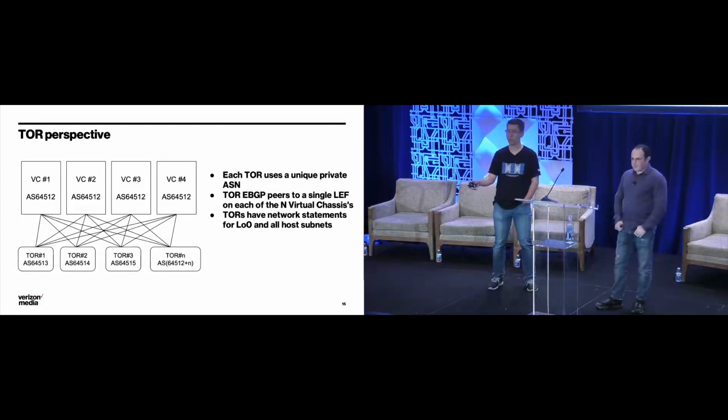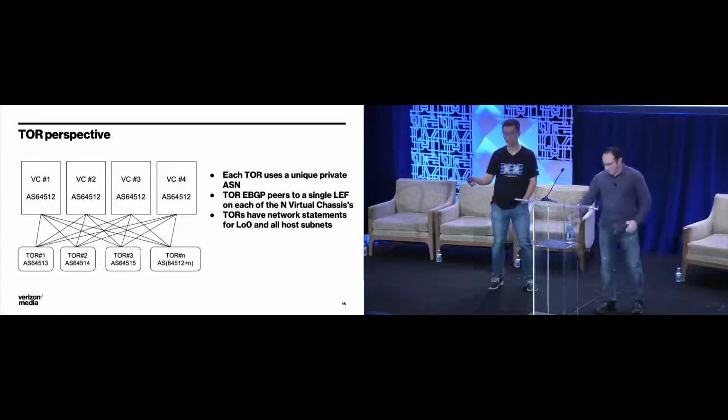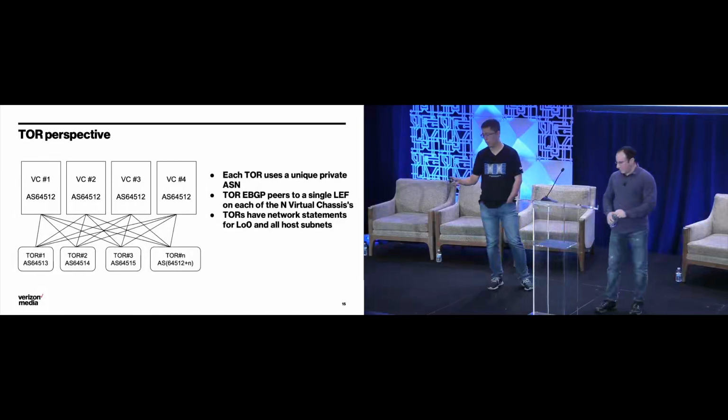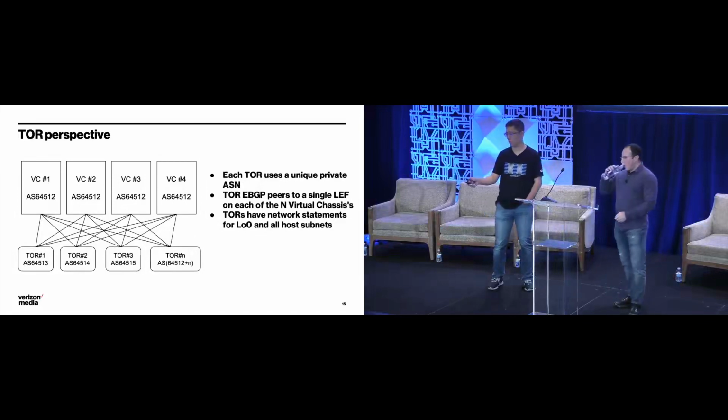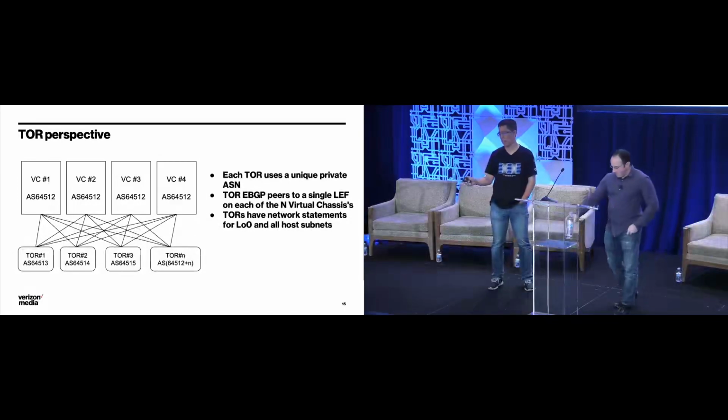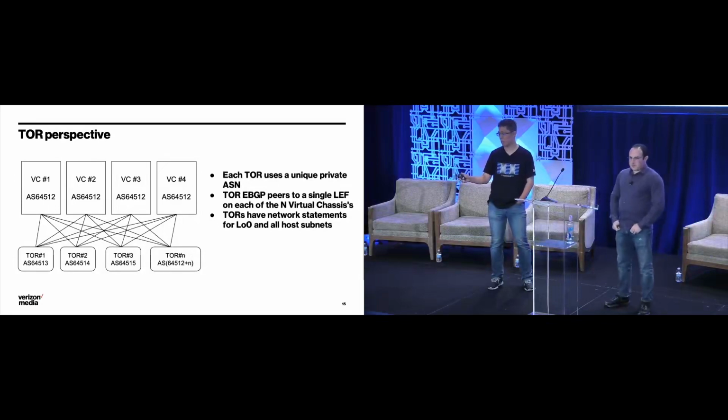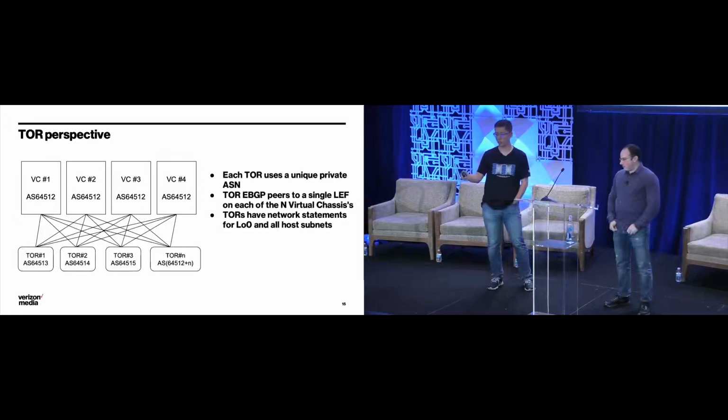And each of the ToRs will actually run a different AS number from each other and from the VCs as well. So each of the ToRs actually runs BGP peers to a single leaf on each one of these virtual chassis. And they also have the network statement for the loopback addresses and all the host subnet, and then they are advertising to each of these VCs.